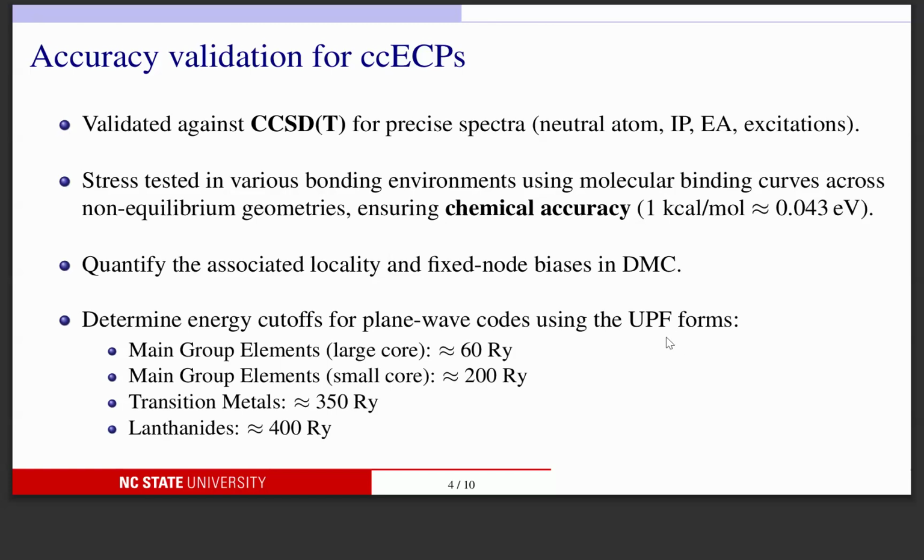We test them in plane wave codes to determine required energy cutoffs. And on average, it's about 60 Rydbergs for large core main group elements, about 200 for the small core versions, and 350 for the transition metals, and about 400 Rydbergs for the lanthanides. Finally, we also established benchmark reference data that's exact or nearly exact for correlation, kinetic, and total energies of atoms represented by our CCECPs. And then we can quantify the locality and fixed node biases for the single reference fixed node DMC.